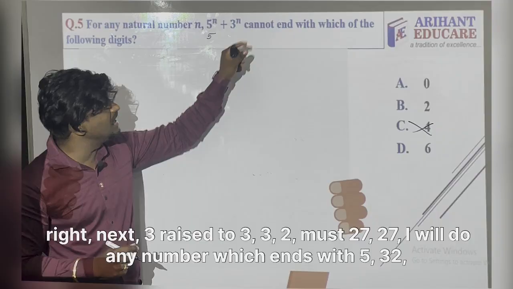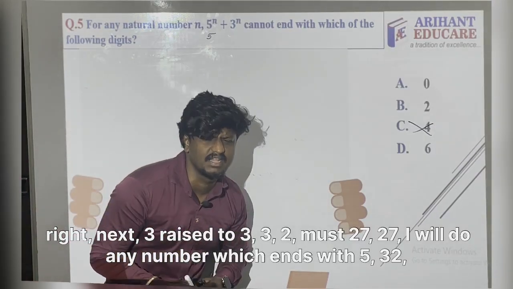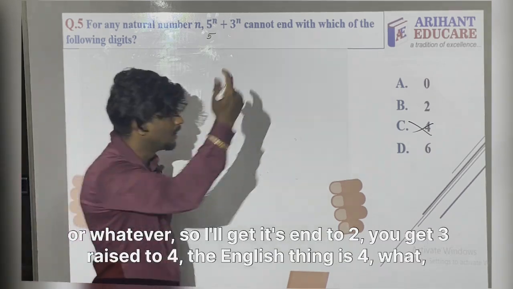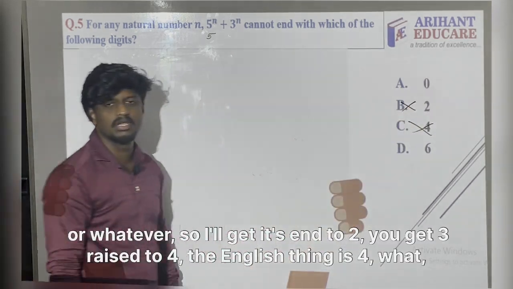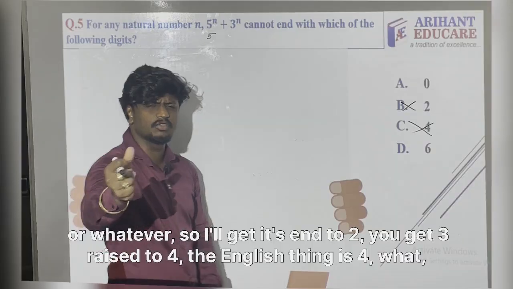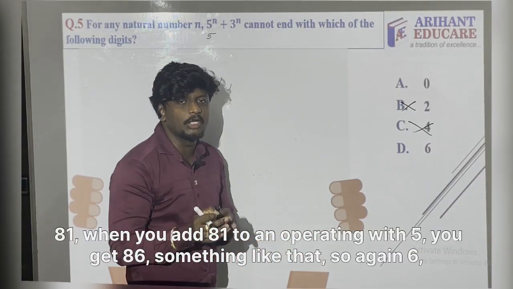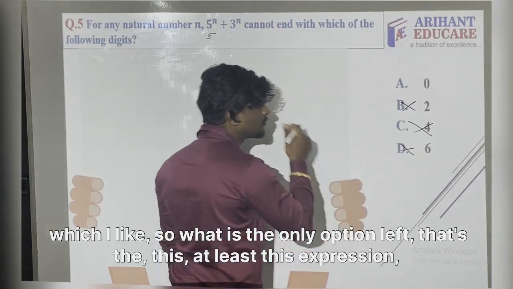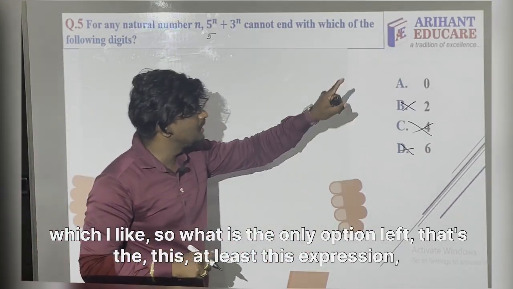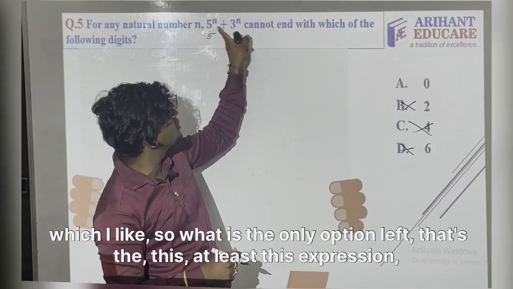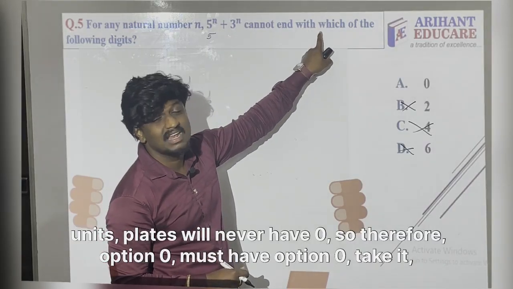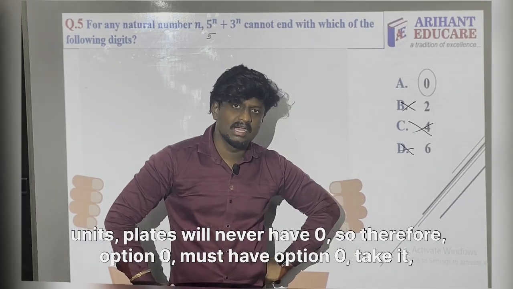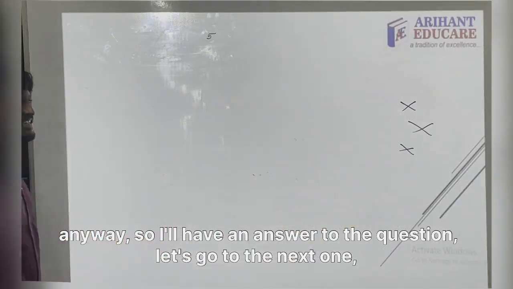Right? Next, 3 raised to 3. 3 cube is 27. 27 added to any number which ends with 5, 32 or whatever. So again it ends with 2. Ye bhi gaya. 3 raised to 4 देख लेते हैं. 3 raised to 4 is what? 81. When you add 81 to a number ending with 5, you get 86, something like that. So again 6 bhi chala gaya. So what is the only option left? At least this expression ka units place will never have 0. So therefore option A is 0. वापस option A आ गया यार. ठीक है. Anyway, so I have understood the question. Let's go for the next one.